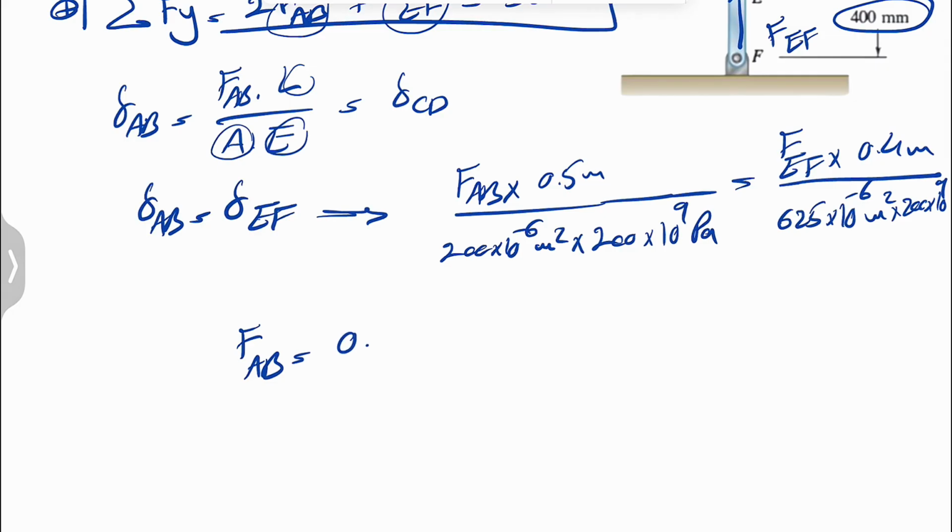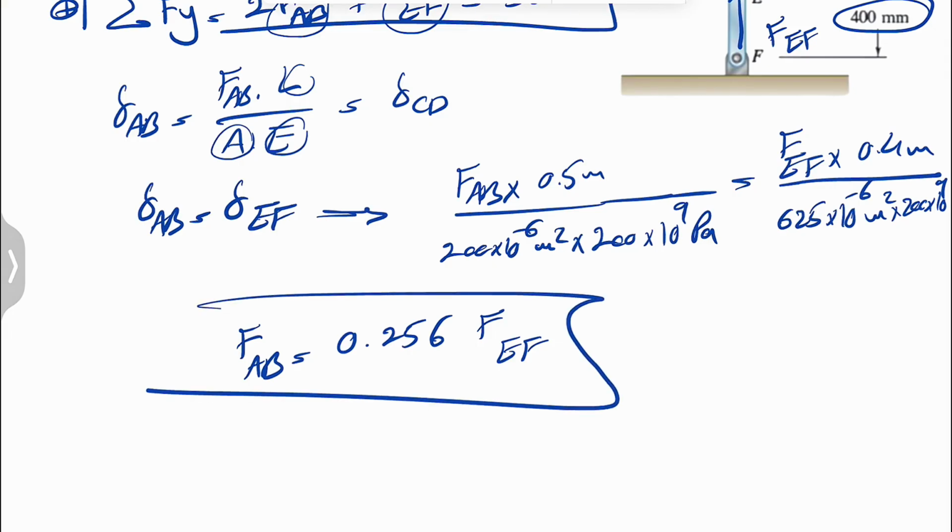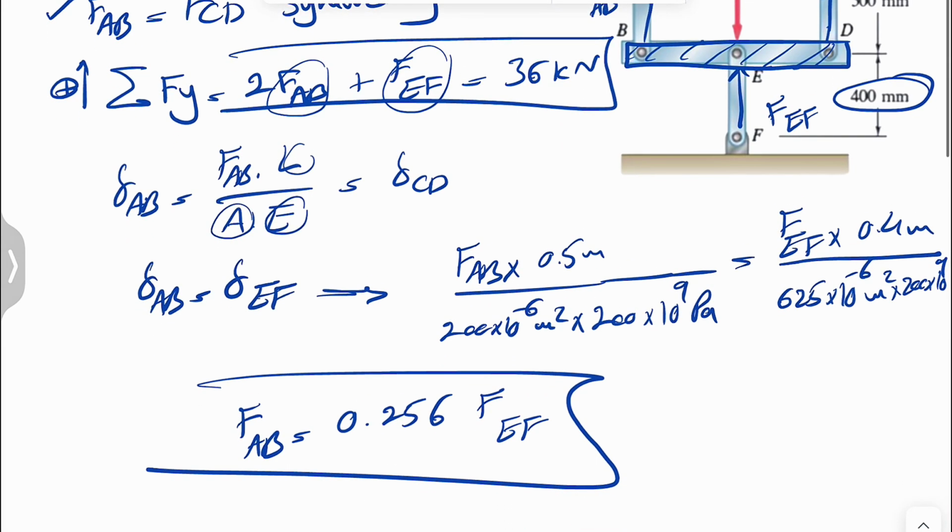I'm just going to put the final answer here just to make the video a bit shorter. If we calculate that, we get FAB equal to 0.256 of FEF, and that's going to be our second equation. We just have to plug FAB into the main equation.